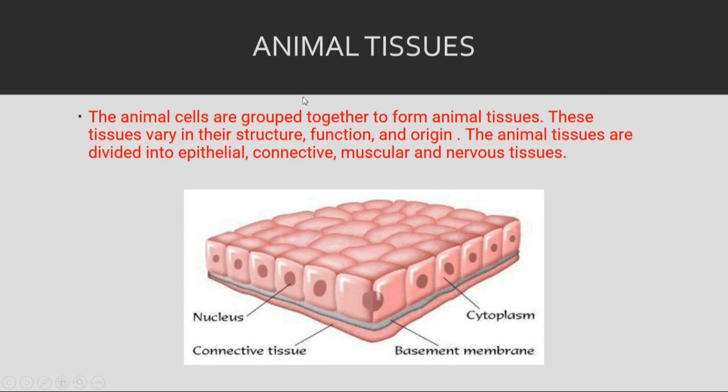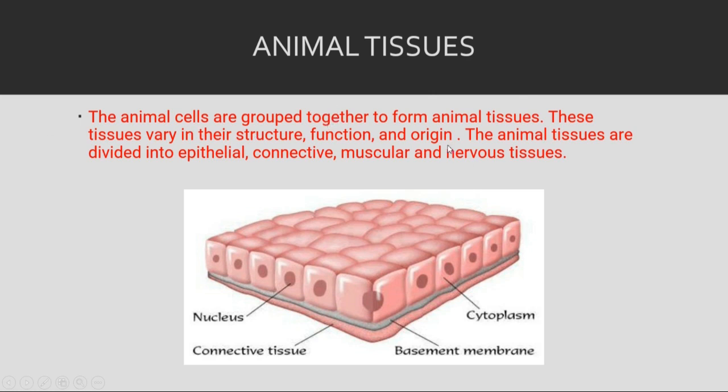So this is what animal tissues are. The tissues which are present inside an animal are called animal tissues. These tissues also have specified functions, with which the tissues inside the animals can work and help the animal to survive. The animal cells are grouped together to form animal tissues, and these tissues vary in their structure, function, and origin. The animal tissues are divided into epithelial, connective, muscular, and nervous tissues.